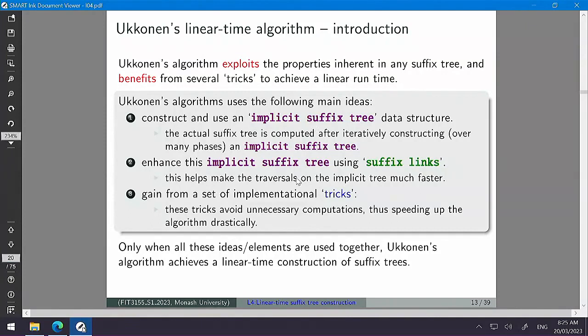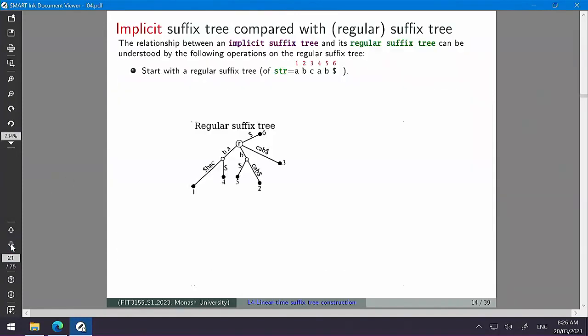So 3 ideas: implicit suffix trees, shortcuts, we call suffix links, and the tricks, 4 tricks. That's what we're going to cover. If we are not through all of them this lecture, it'll spill over. It's okay, don't worry, we'll have a conversation about this, and we'll cover all of these properly. Okay, first, implicit suffix tree.